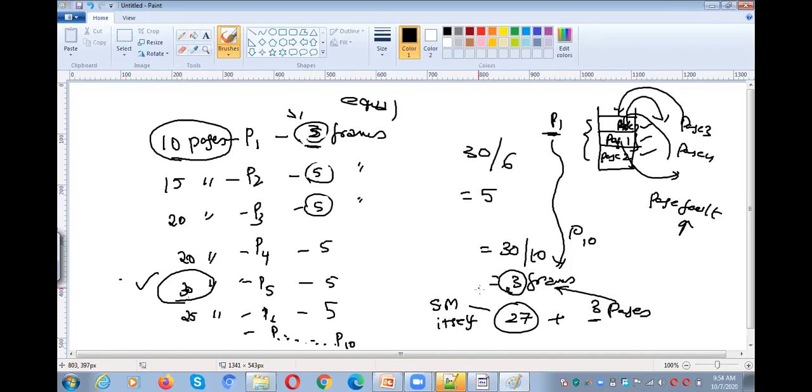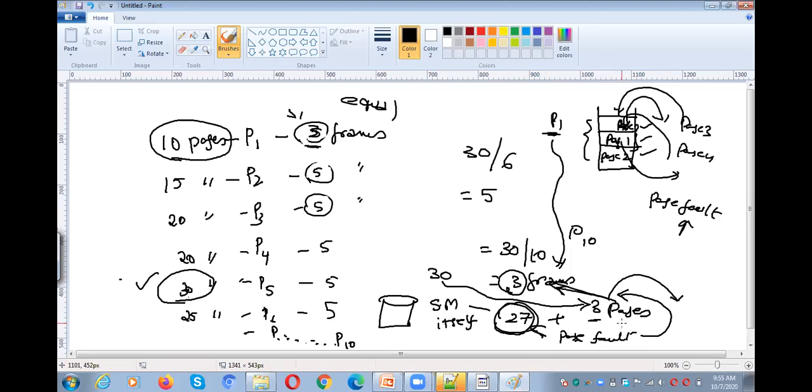From 30, only 3 pages you can keep in the main memory frames. The remaining 27 will be there in the secondary memory, the backing store itself, right? So that is the problem. 27 pages are in the secondary memory. Automatically, every time you want to execute a page, that page is in the secondary memory. So a page fault occurs. Whenever there is a page fault, you need to select one page from these pages out to the secondary memory, and you need to keep the required page into the main memory. Again there is a page fault, again there is a page fault.